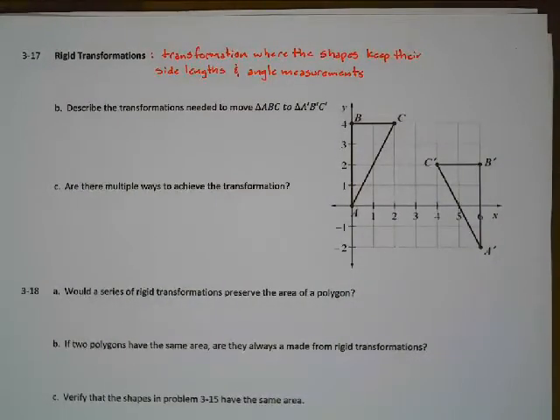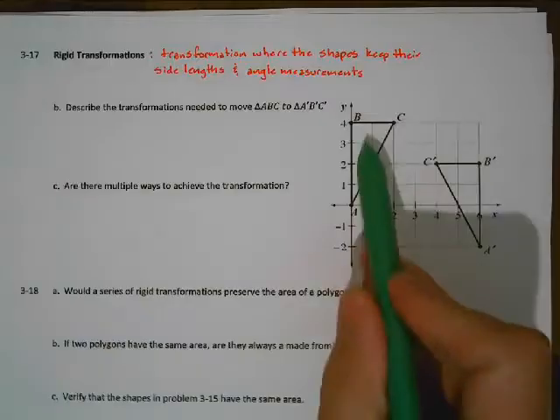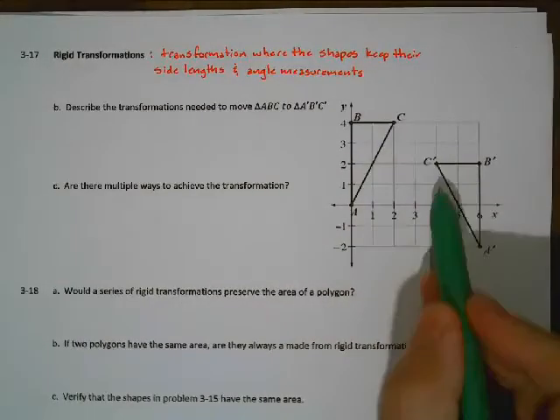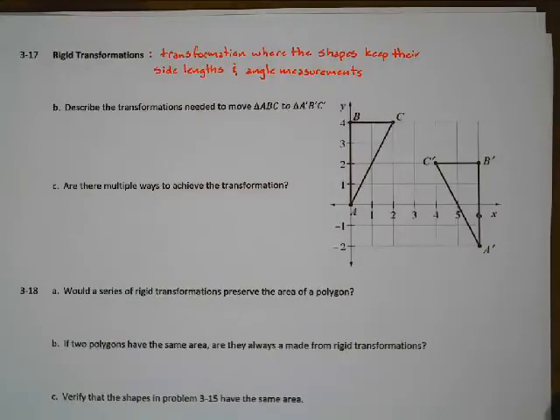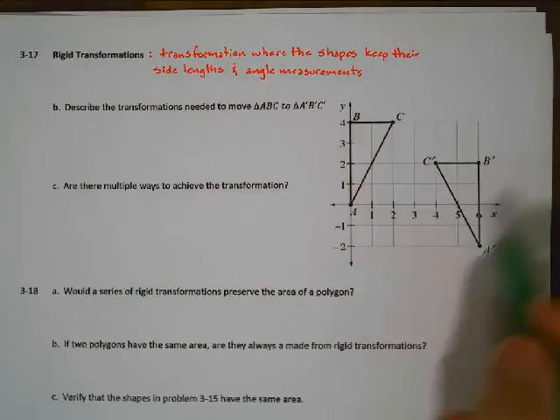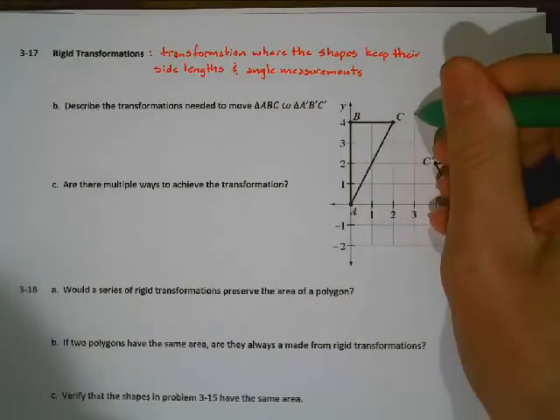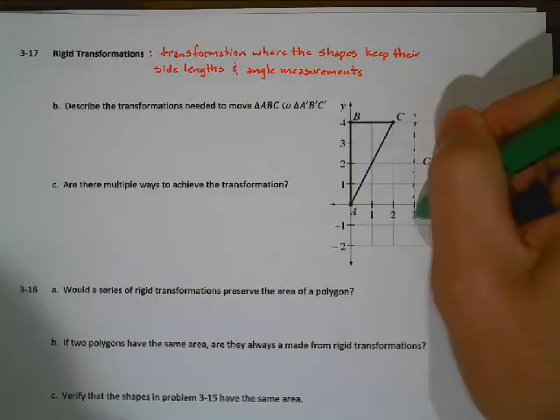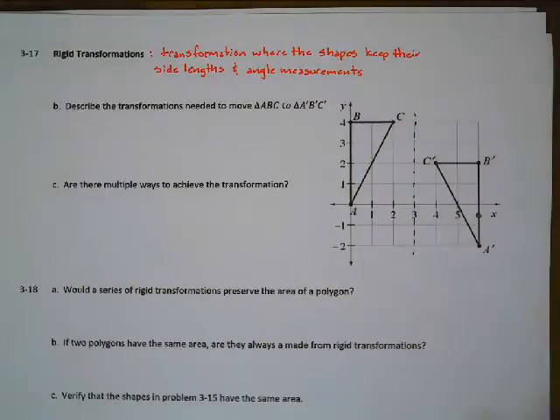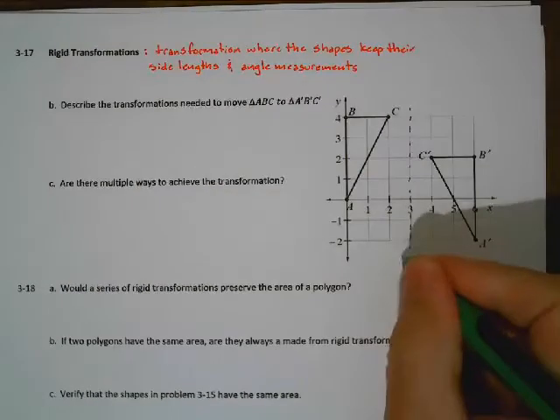3, 2, 1, pause. All right, so here's what I was thinking. I noticed that the order is backwards. So B, C, and A, and this is C, B, and A instead. So the order is a little bit different. So when the orders are different like that, I probably want to reflect it. So let's make a line of reflection. If I make a line of reflection right here, that line of reflection is the line x equals 3.